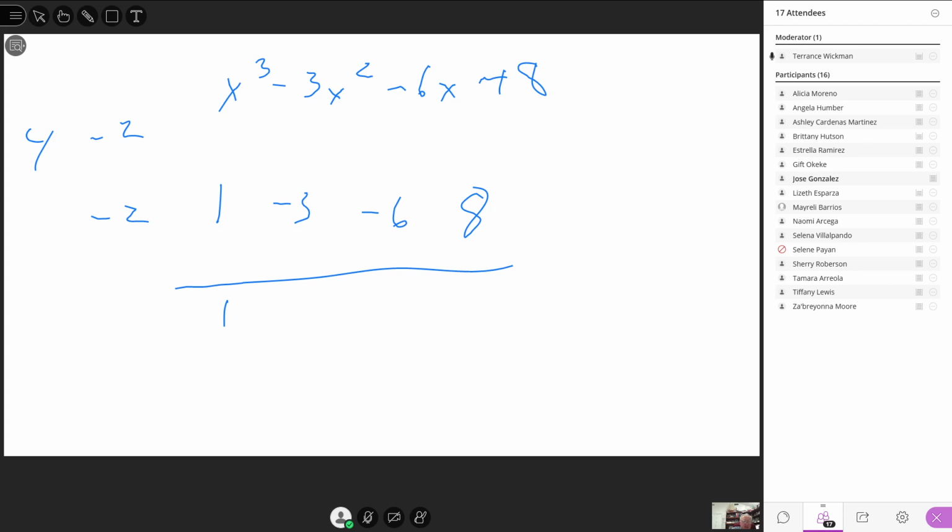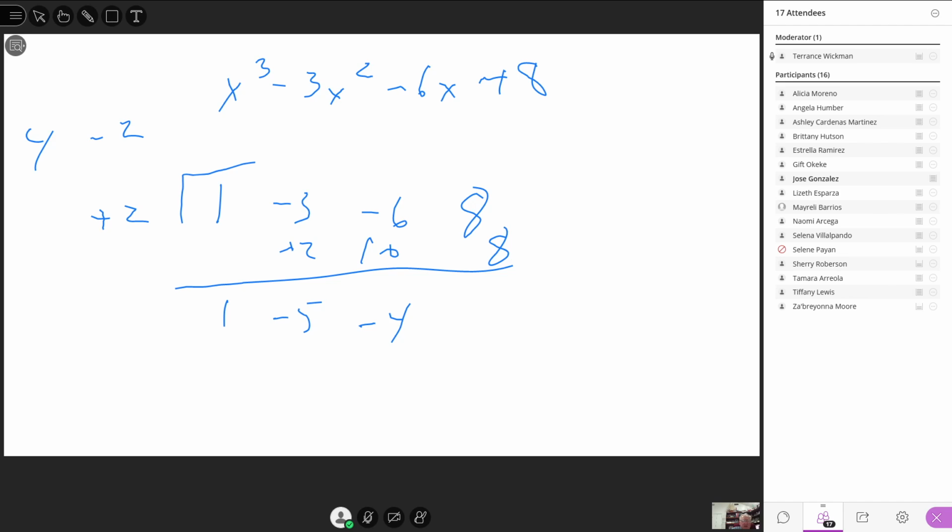Bring down our 1. -2 times 1 is a -2. Add them, get -5. -2 times a -5 gives you 10. 10 and -6 gives you a -4. A negative times a negative gives you a positive. So we have to take the opposite of that, which would be a 2. Let's see if that works. 2.